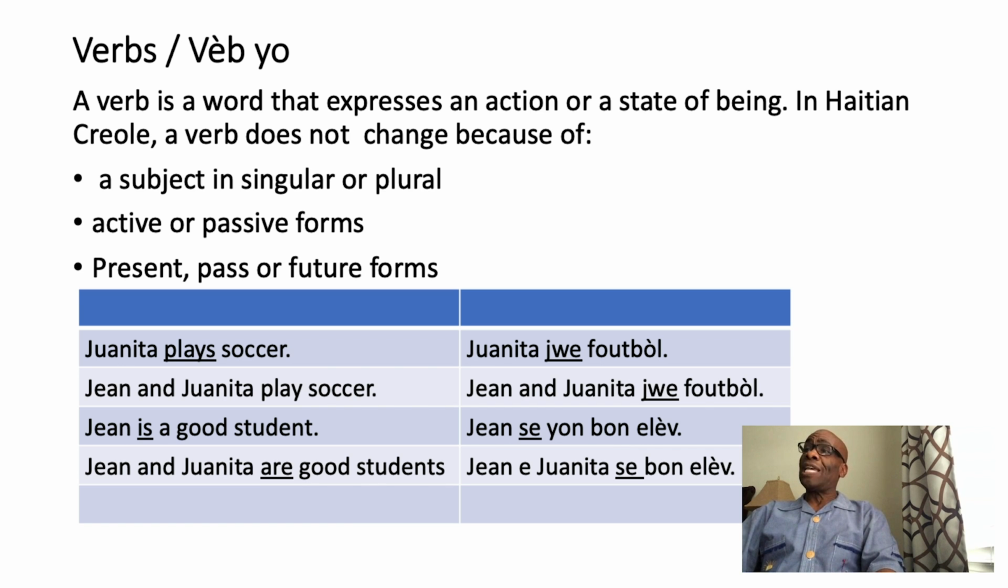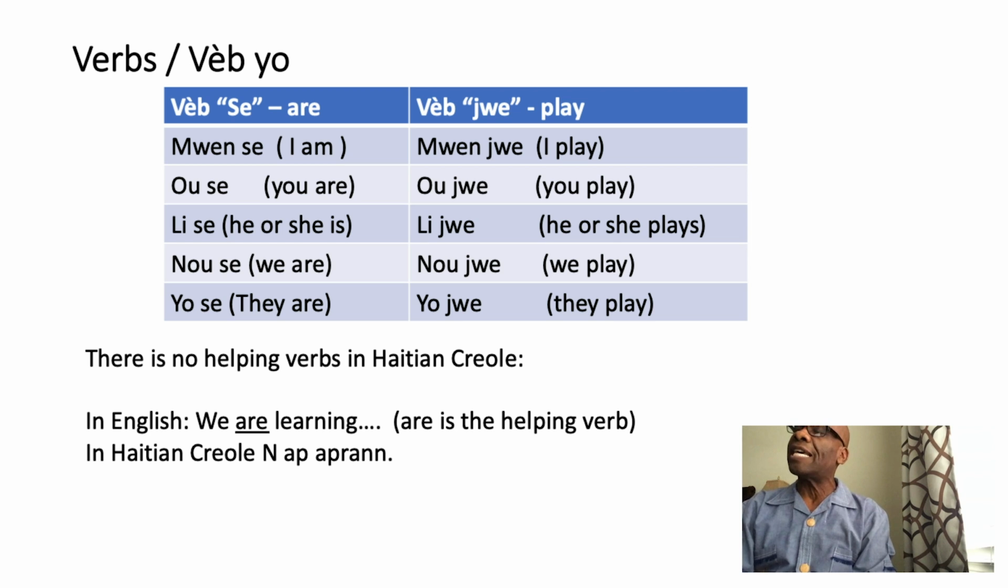Jouer doesn't change because it's plural. Jean is a good student. Jean c'est un bon élève.